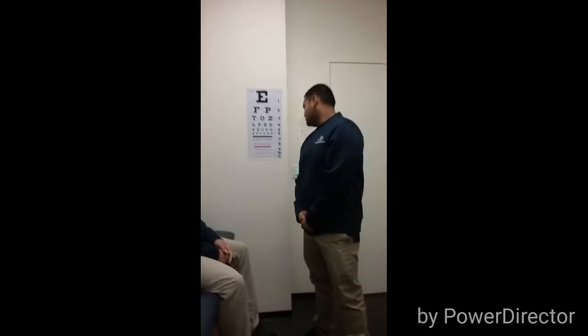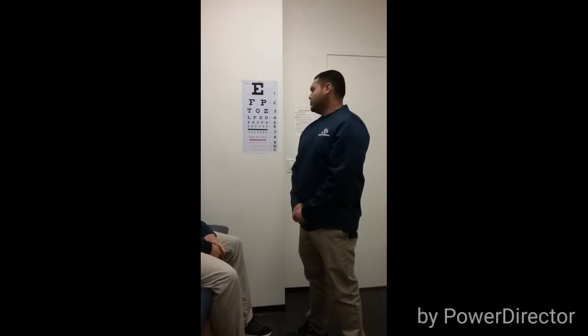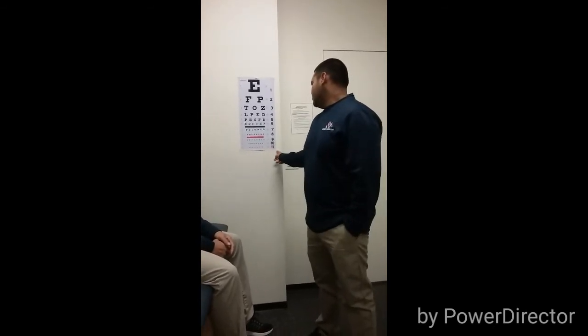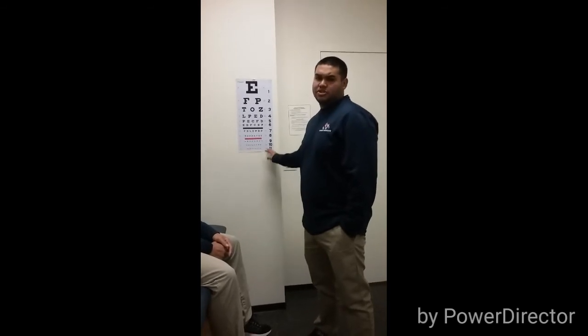So finally, our last exam is a visual exam, which consists of the Snellen eye chart. What you want to do is ask the patient if they wear any contact lenses or glasses. And if they do, you want to ask them to wear them while they take this exam. You want to instruct the patient to stand 20 feet away from this chart.